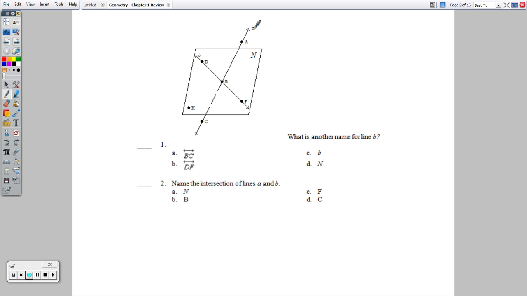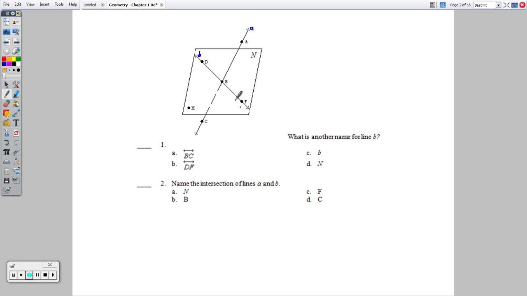Let me draw this in a little better. This is supposed to be an A and a B right there. So for these two we're going to use this picture right here for the answer to these two. So number one, what is another name for line B?